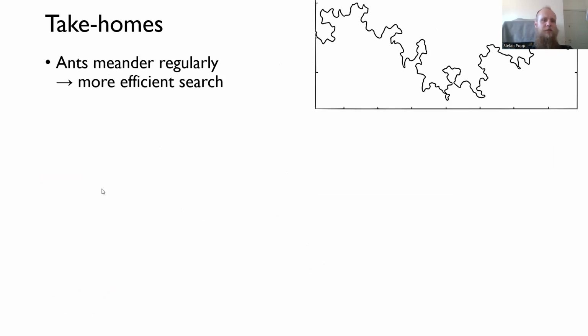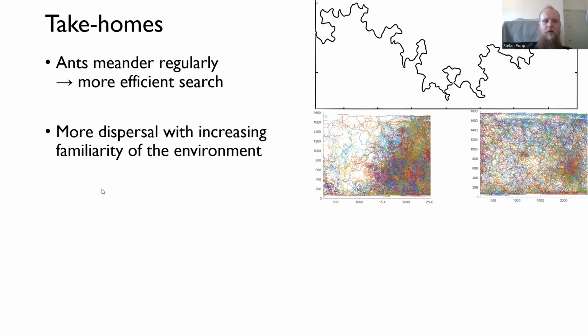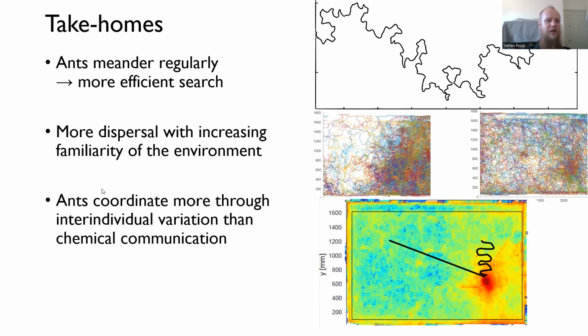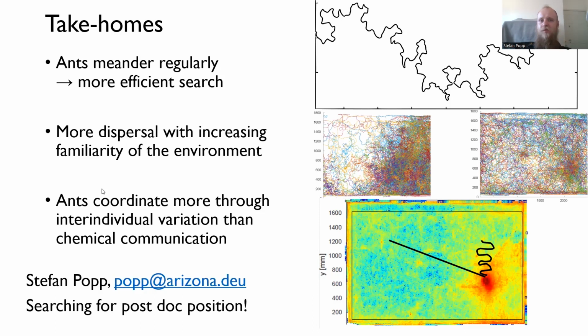So this leaves me with the take-homes. First, ants meander regularly, and this leads to a more efficient search. There is more dispersal with an increasing familiarity of the environment, and the ants coordinate more through inter-individual variation than through direct chemical communication. And at this current moment, I myself am also searching, that is, for a postdoc position.